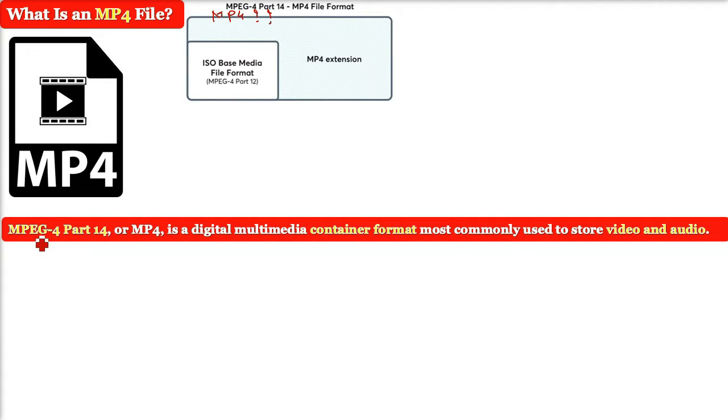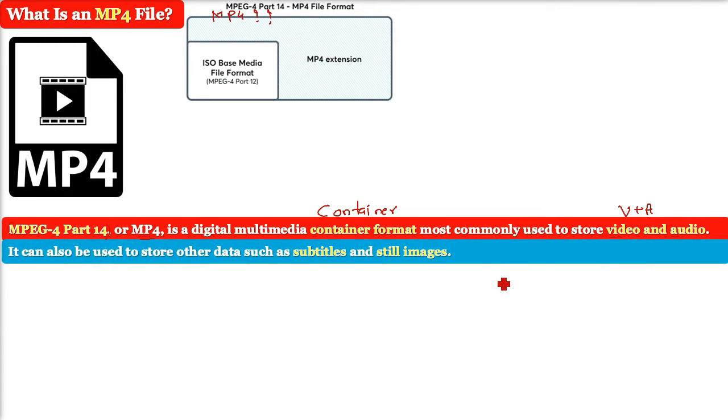What is an MP4 file? MPEG-4 Part 14. That is what MP4 is. This is a digital multimedia container format. Please understand, it is a container format most commonly used to store video and audio, but it can also be used to store other data such as subtitles and still images.